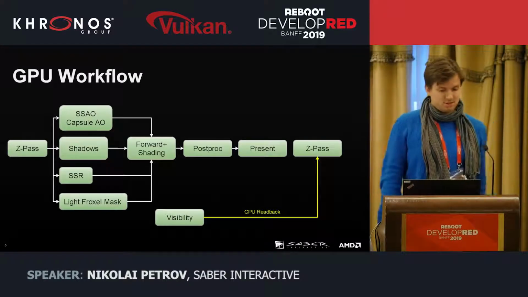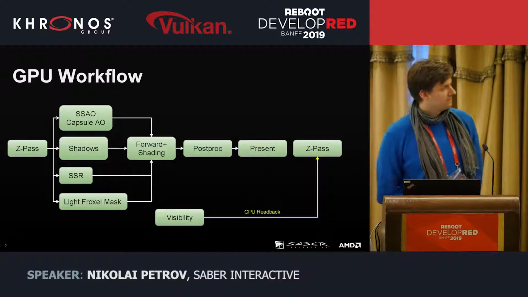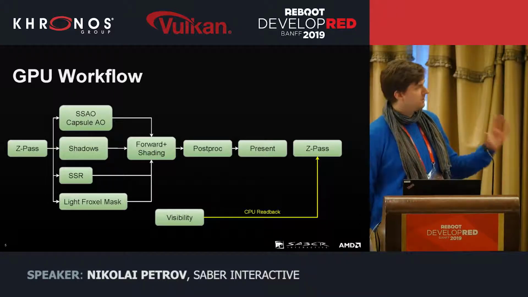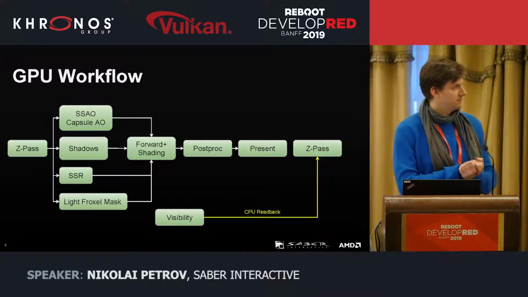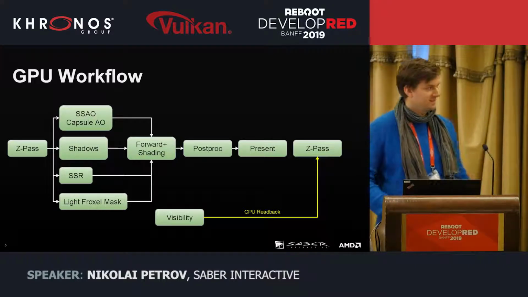So here is the GPU diagram for 1 frame. The parallel rectangles are running simultaneously, and the arrows mean data dependencies.